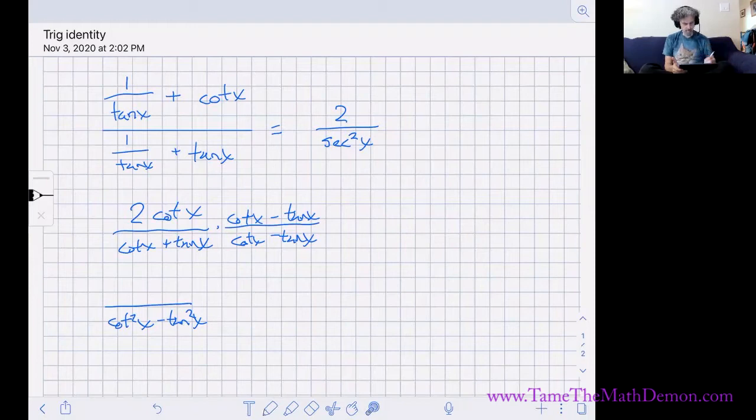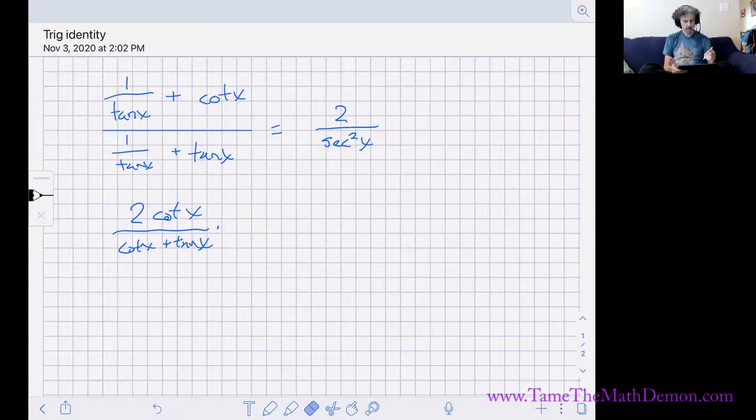But then I remembered, oh, that's right. The one for cotangent has cosecant squared, and the one for tangent squared has secant squared. They don't really simplify each other out. So I erased that. I said, all right, I tried it and it didn't work.